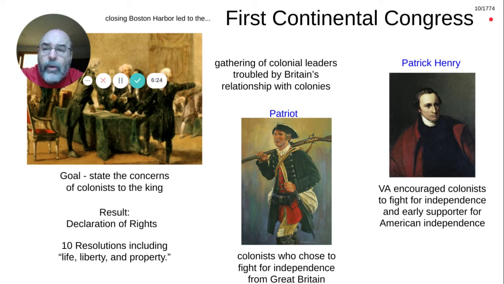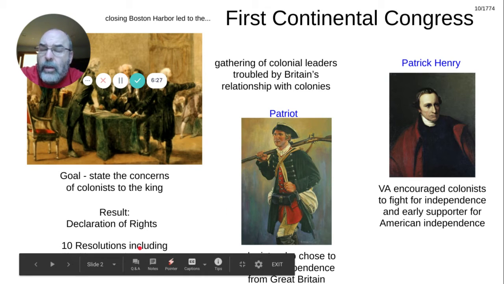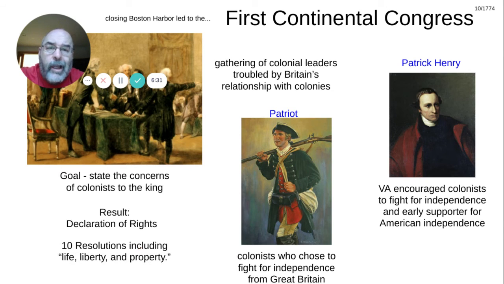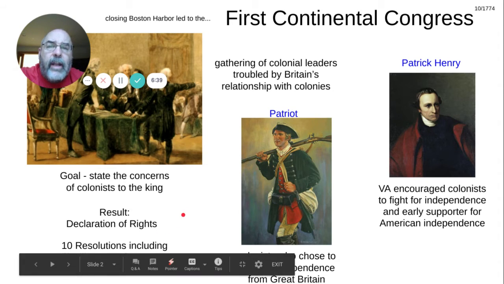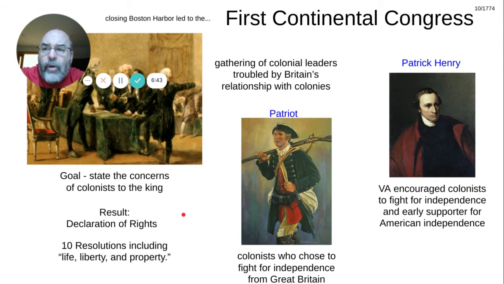If the king says, hey, you know what, these are logical, the crown can work on these things, then the Second Continental Congress wouldn't have to happen. But if the king responds in a negative way, then these delegates are going to have to come back and talk about what's going to happen. Now, remember, the time it takes to go from the colonies to Britain and then back is going to be a while.